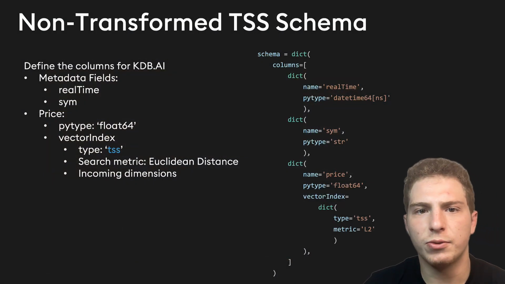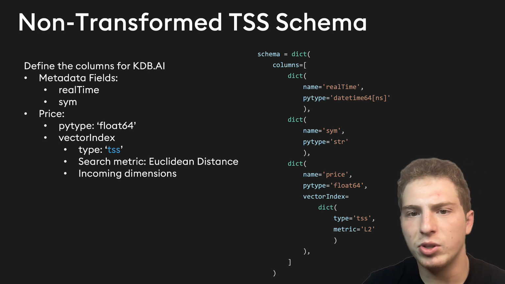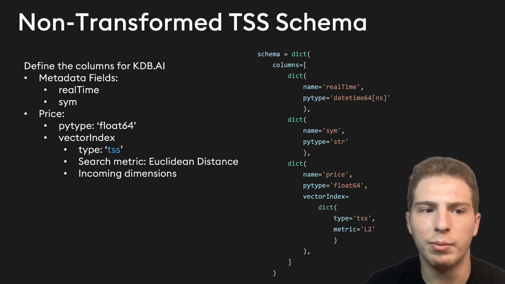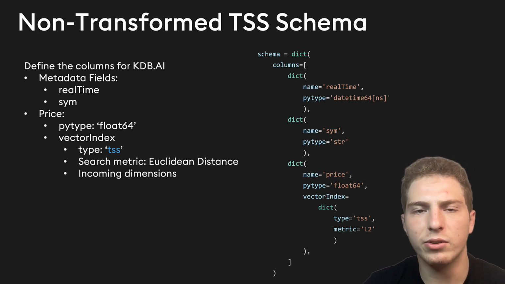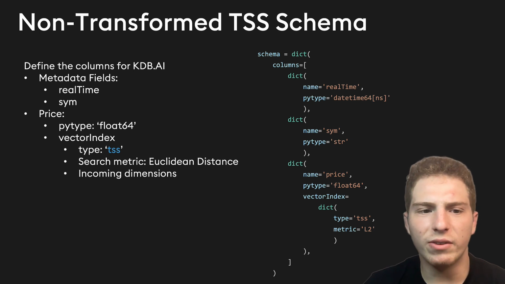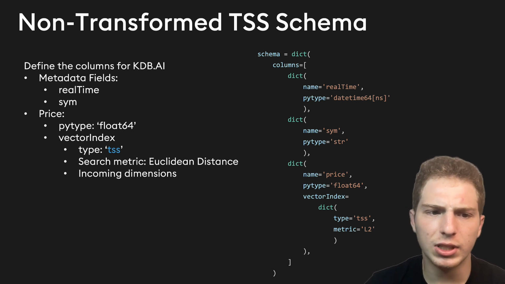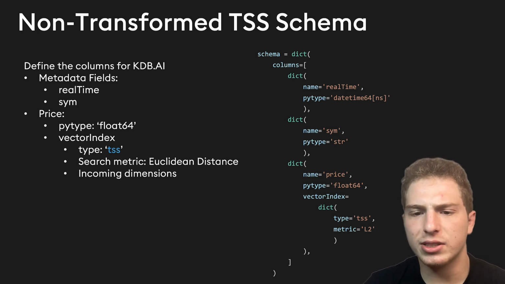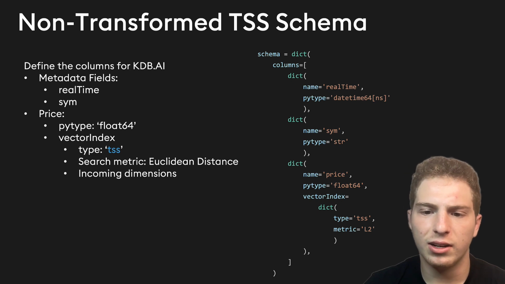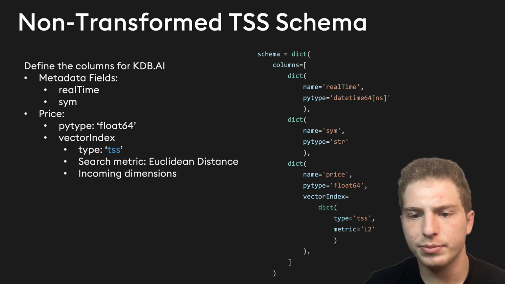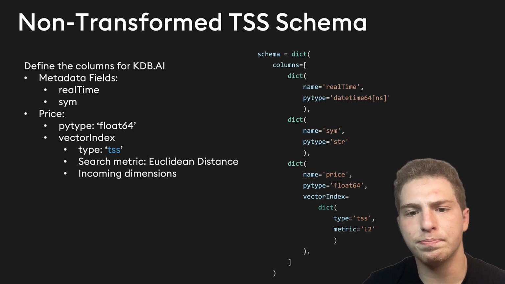For non-transformed TSS, our schema looks a little like this. We have some metadata fields, here they are real-time and symbol, and we could use those for metadata filtering. We also have a vector index, and our vector index is going to have a type, which is TSS. We could also add a metric. In this case, it's Euclidean distance, or L2.